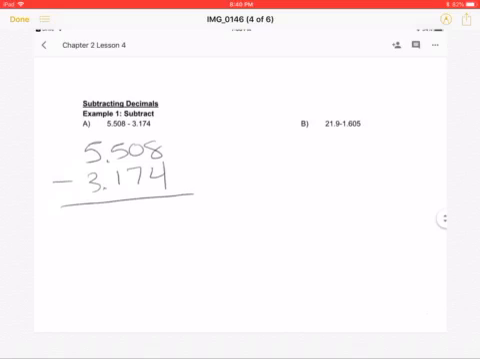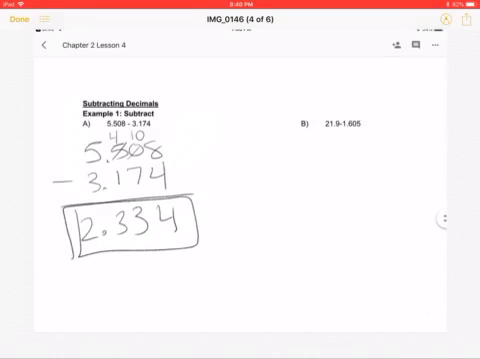8 minus 4 is 4. We can't subtract 0 minus 7, so we need to borrow from the 5. This turns into a 4, and then we have 10. So 10 minus 7 is 3. 4 minus 1 is 3. Bring down that decimal point, and then 5 minus 3 is 2. So we're left with 2.334.